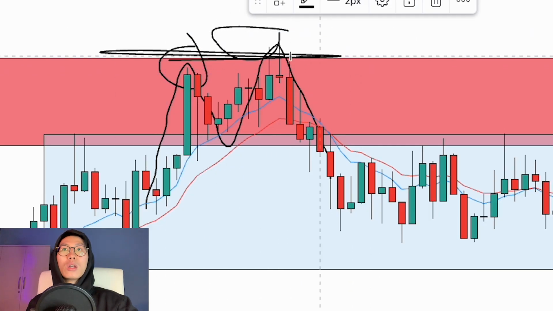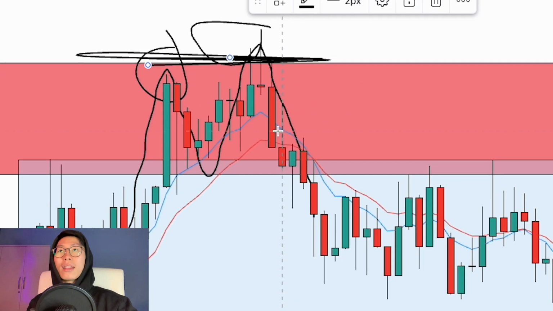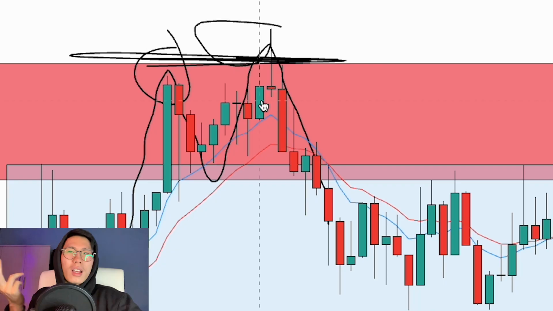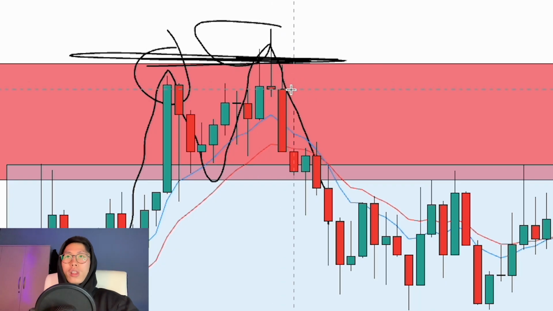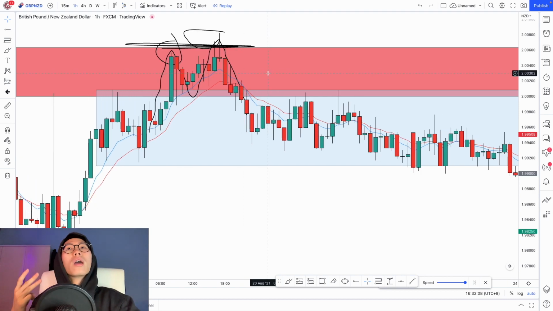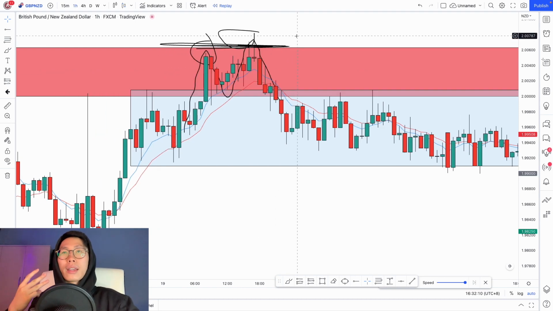failed to break past this level twice, we could have entered for a sell position, right? Along with other confluence, because remember, we can't just enter based on one chart pattern, right? We need other confluence. So the first sign is that this is the double top pattern. The second sign is that this is a very strong resistance area or supply zone, whatever you like to call it. And then the third confluence could be this morning star candlestick pattern.